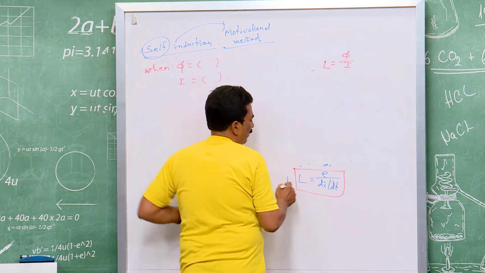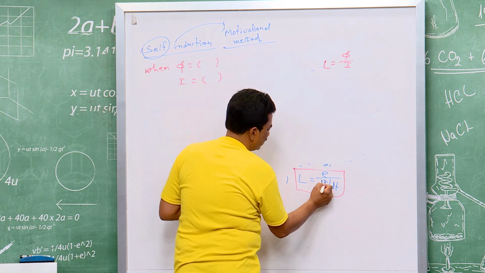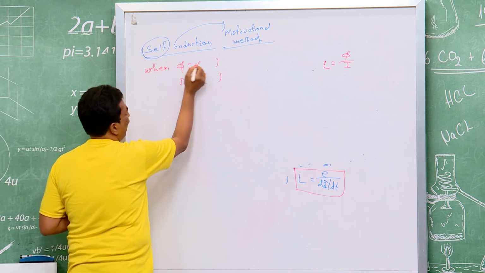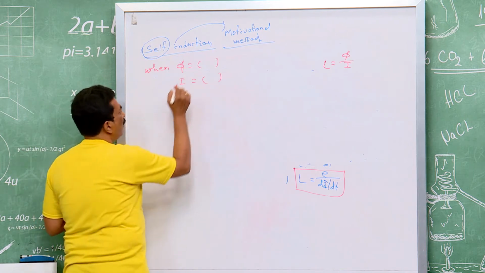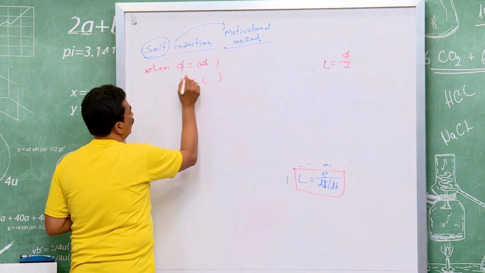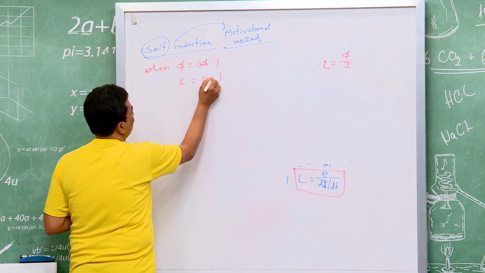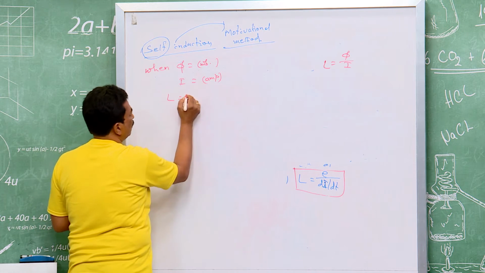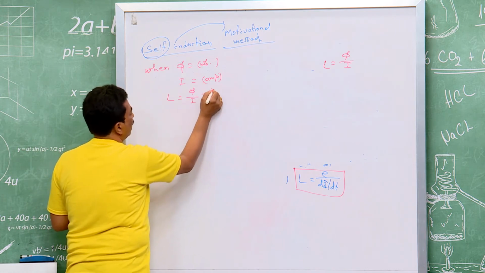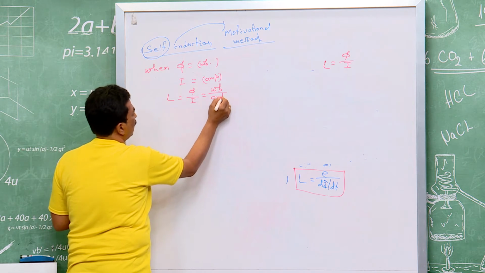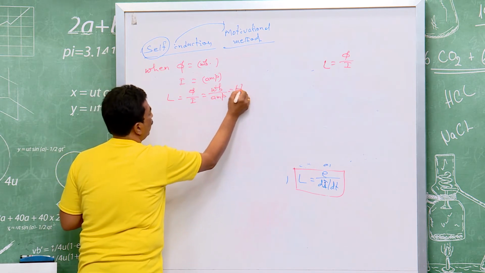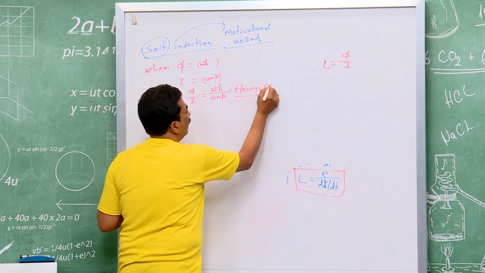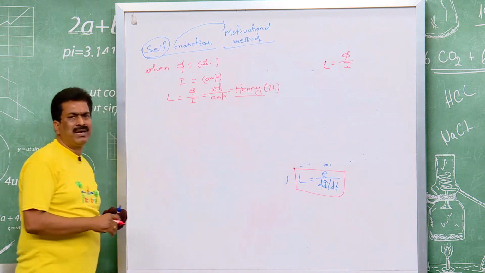Here the I we have taken as capital I. So phi means the magnetic flux, and the flux unit, as I said, is the Weber. If that is in Weber, and I means the current is in ampere, then what will be L? L is equal to phi by I, that is equal to Weber by ampere. This Weber by ampere is known as the Henry, which is written as capital H.